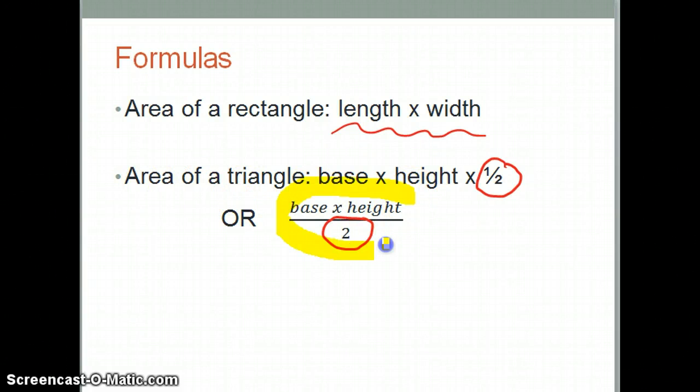I will tell you, though, this is my preference. I will do it both ways when we work through practice problems, but do know that it's just easier personally for me to divide by 2, so you'll see I probably revert to that a little bit more frequently. Again, I like to do it both ways so you can see both options though.